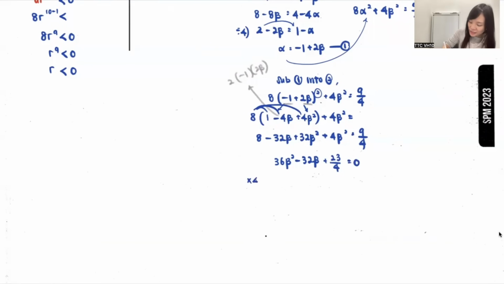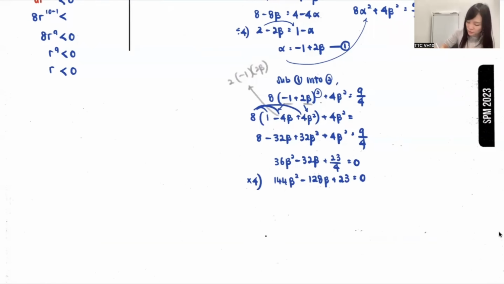But never mind. Let's make it a nice general form. Every single thing I times 4. I don't like fraction. I really don't like. This one times 4, 23 lah. This one times 4, 0. So now I can press the calculator lah. Mode, 1, right hand side, 2.